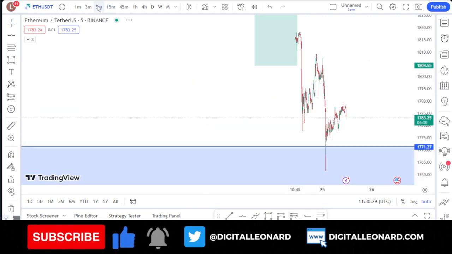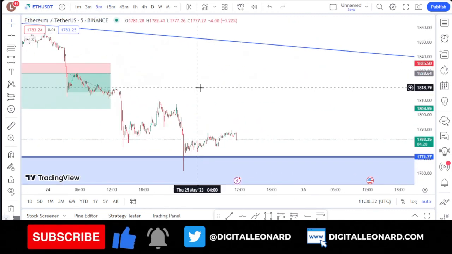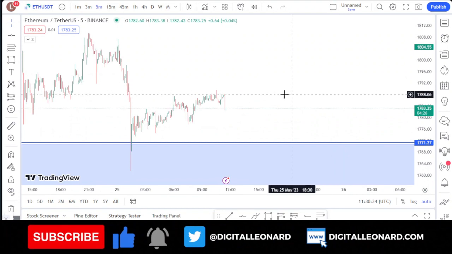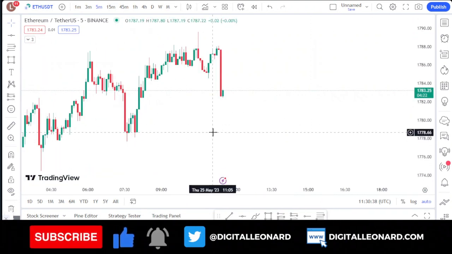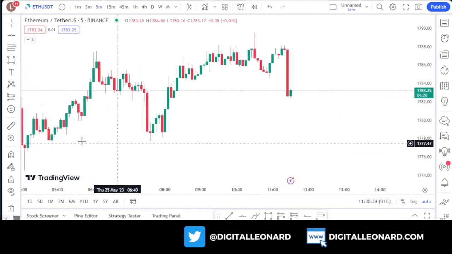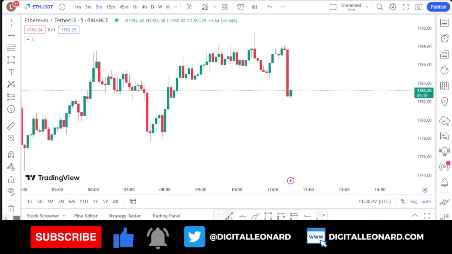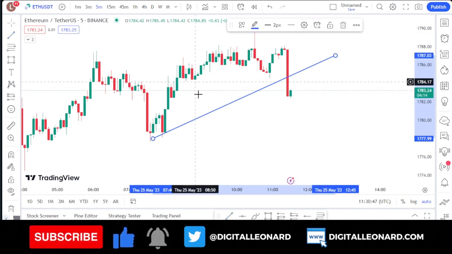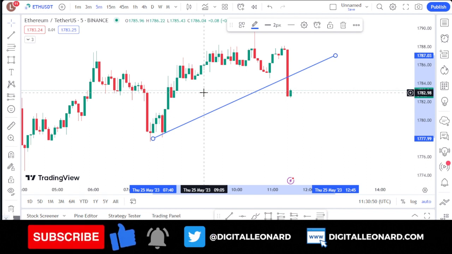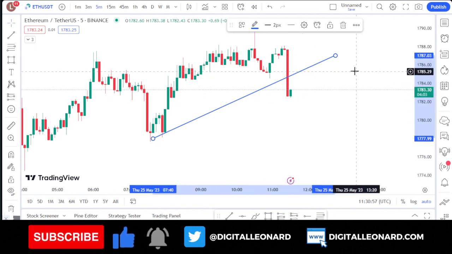If I go to a lower time frame, for instance the 5 minutes time frame, and zoom out right here, you'll see that this is an uptrend. If I decide to draw a trend line from here on the 5 minutes time frame, this is an uptrend. But I just get the overall trend in the market, which is that the market is currently in a downtrend. So whatever the market is doing right here doesn't mean anything.